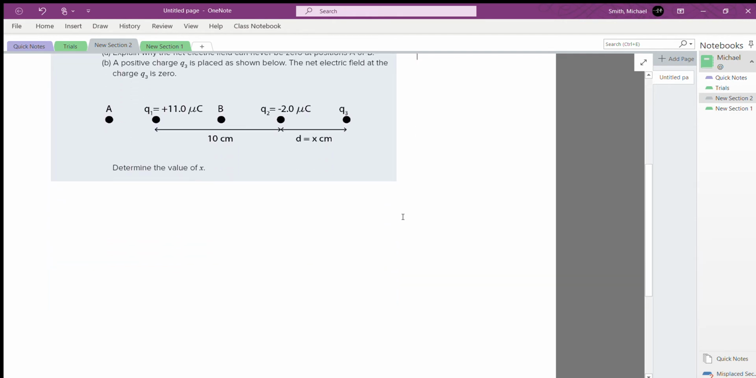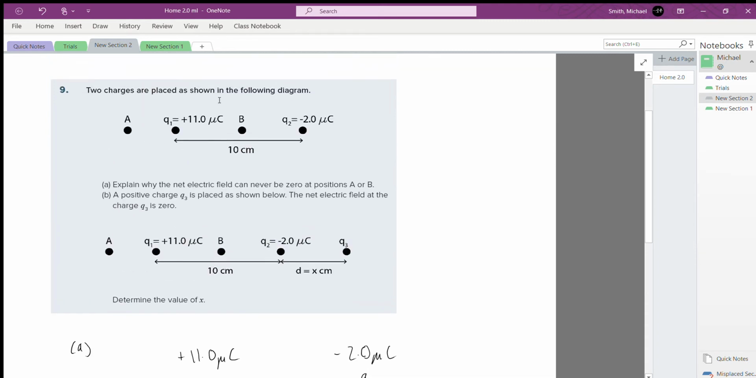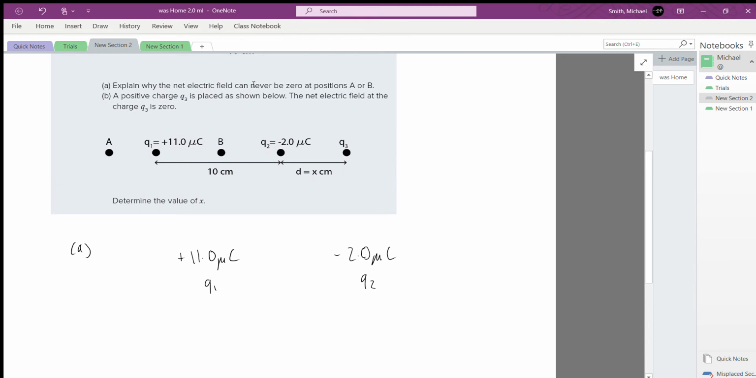So we have question A, 11 microcoulombs, and we have -2 microcoulombs. We call this Q1 and Q2. So here, we'll look at point B because that's probably the easiest first.